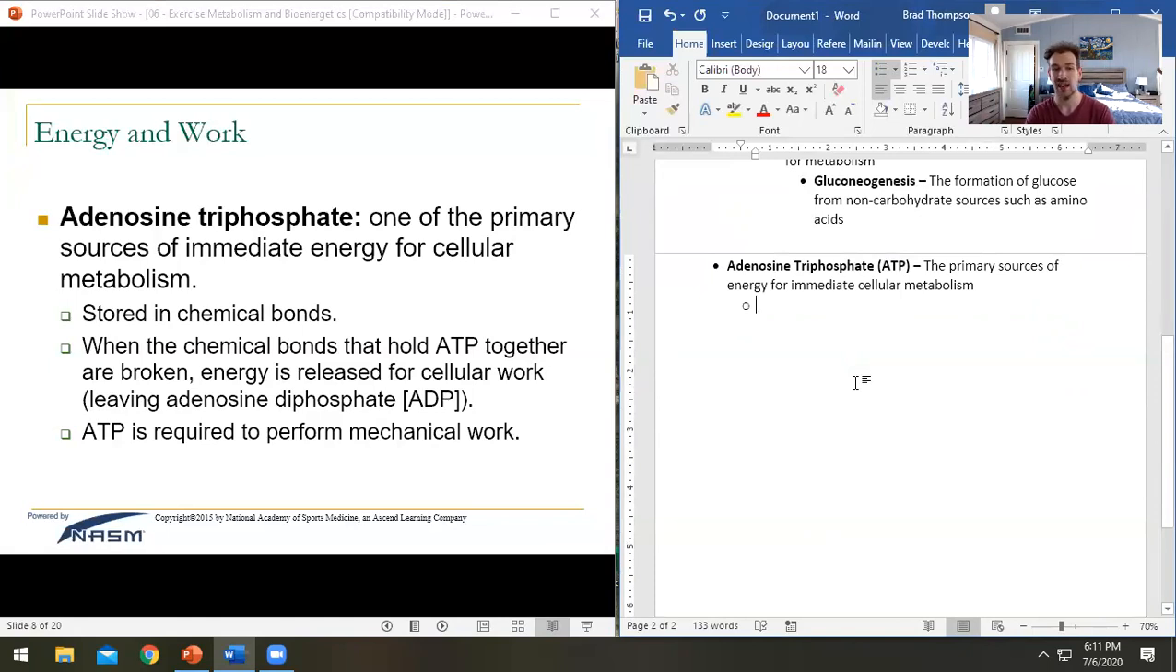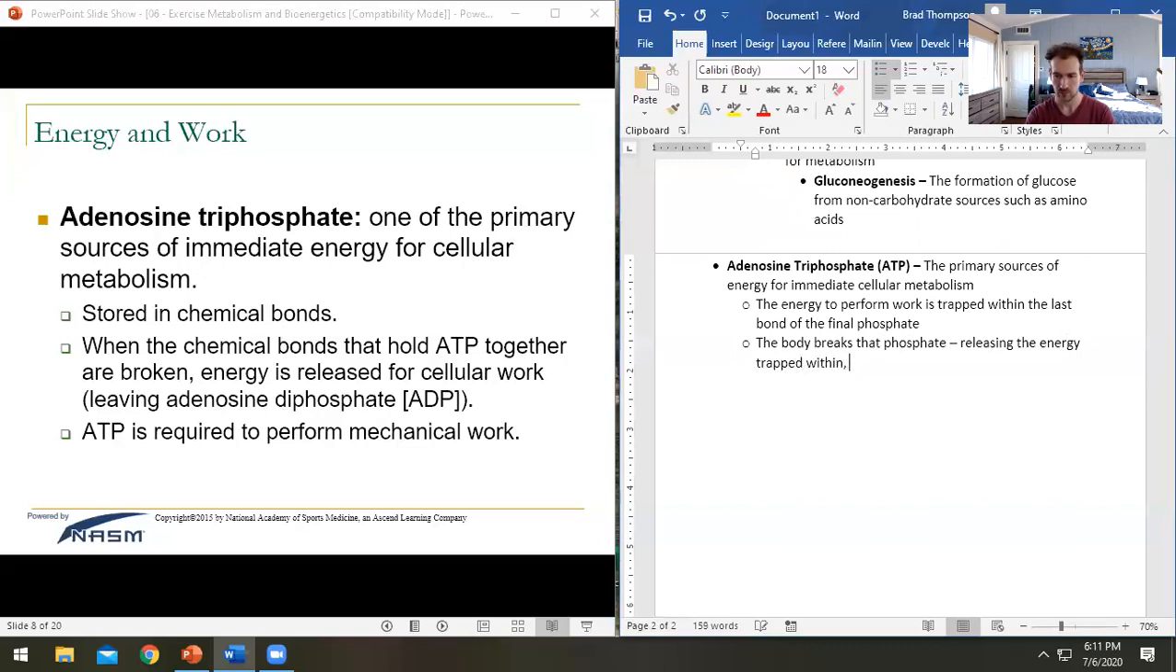But looking at adenosine triphosphate, right? The energy to perform work is trapped within the last bond of the final phosphate. Okay, so the body breaks that phosphate and releases it, releasing the energy trapped within. The body uses that energy to do work. Okay.